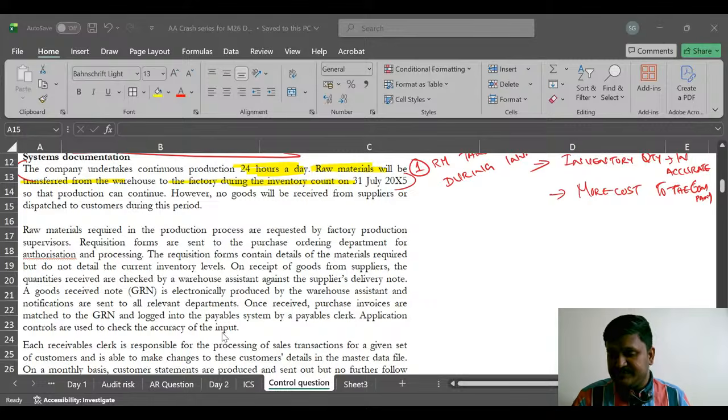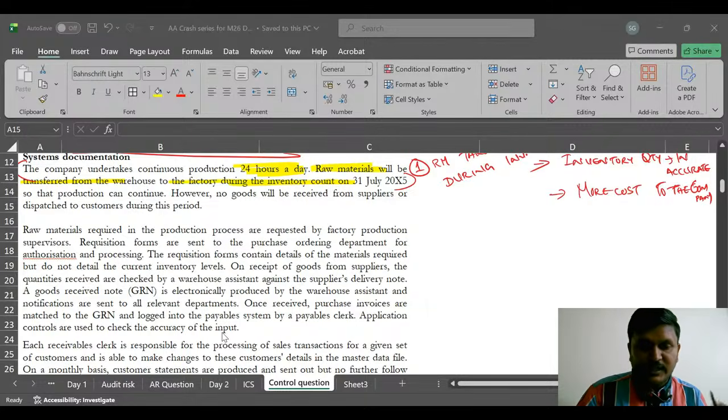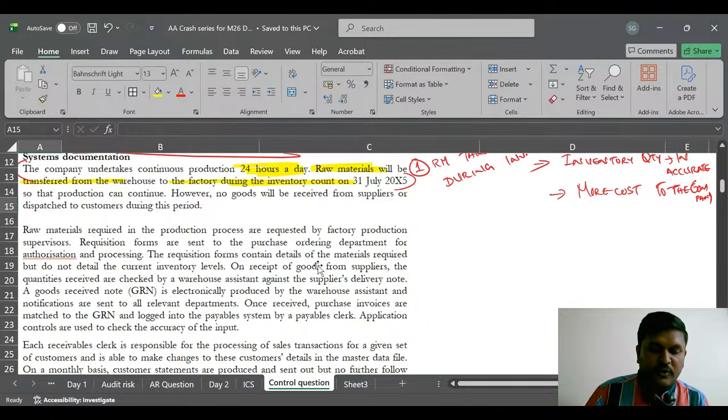So we mentioned a heads up over there. What is the heads up over there? Wherever in a question you see "no" or "not", that will be indicating a control deficiency. Have they given a "no" or "not" over here? Yes, they have given a "no" or "not" over here.